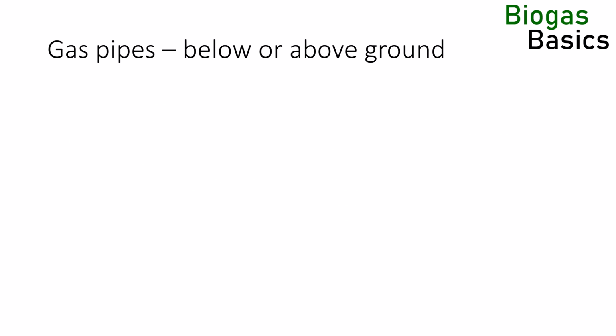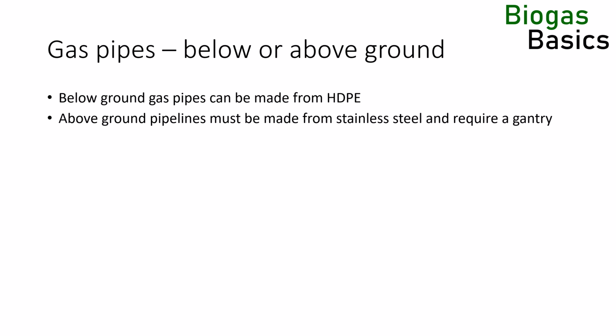Gas pipes can be placed below or above ground, but variants have advantages and disadvantages. Below ground pipelines can be made from high-density polyethylene or HDPE. HDPE is a cheap material, especially when the pipe comprises mainly long straight runs. It shouldn't be used above ground as it can become brittle from UV exposure. Above ground pipework should be made from stainless steel, typically 316, or other corrosion-resistant steels. Above ground pipework requires structural reinforcement and must be laid on gantries to avoid sagging, which contributes to the cost of the pipeline.